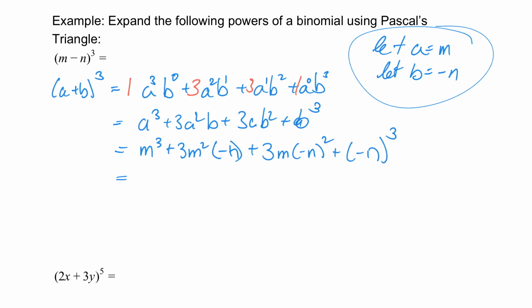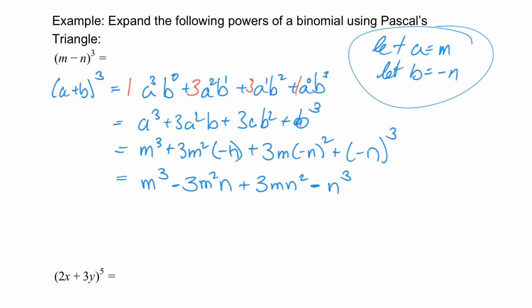So we simplify this now, and it's going to be m cubed. Well, negative n turns the positive 3 into a negative 3, so that's going to be minus 3m squared n. A negative n squared is just going to be a positive n squared, so this stays positive. So we have 3m n squared. And then negative n to the power of 3 is going to give us a negative n cubed.